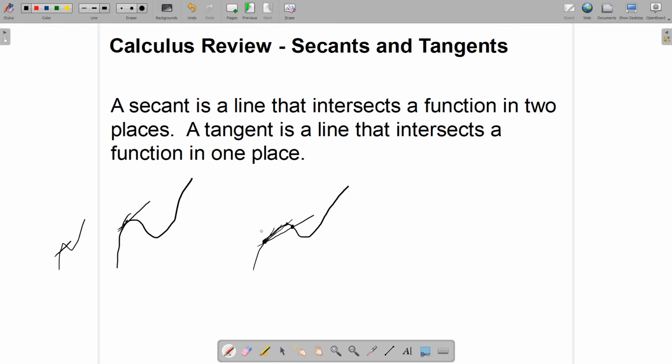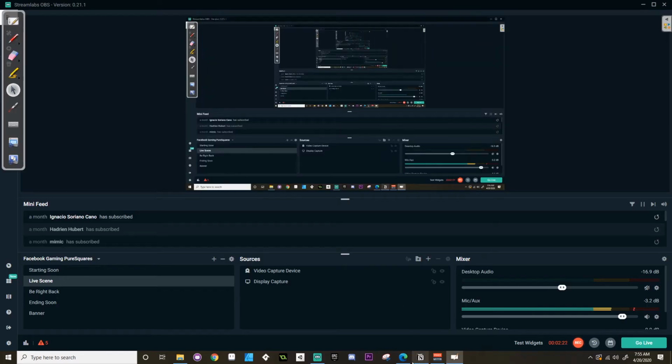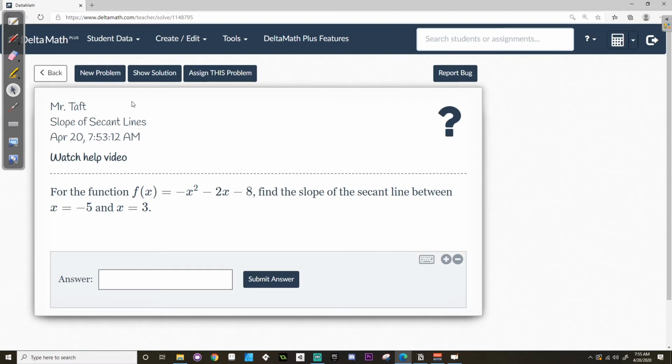So let's talk about finding the equation of a secant line. So in your Delta Math for the week, you have three different types of problems. You have one where you're given a function and you need to find just the slope of the secant line between x equals -5 and x equals 3. So essentially what you need to do is just find the two y values that correspond to this. This is really like an Algebra 1 problem.